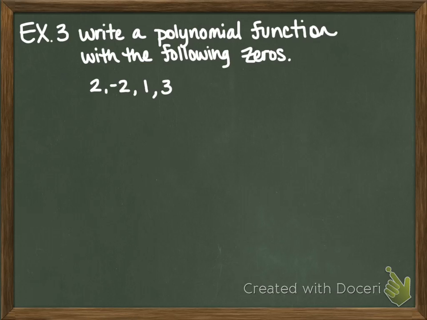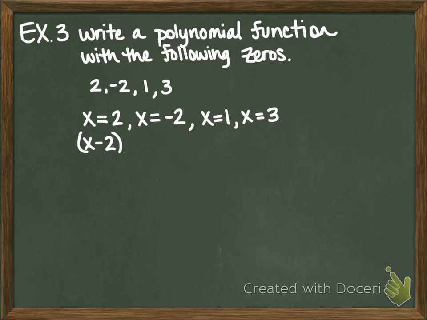Whatever those zeros are, you're going to set them each equal to 0 first. And then you're going to move that number to the same side as the x and write it as a factor. So the factors would be x minus 2 times x plus 2 times x minus 1 times x minus 3. So they just change signs when I put them in parentheses as a factor. Then I need to multiply all of this out to write the function.